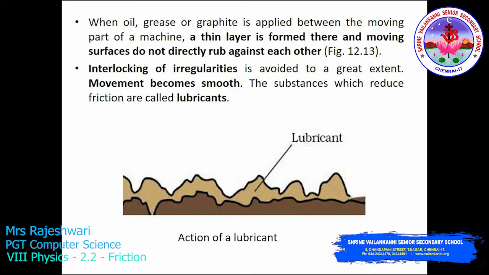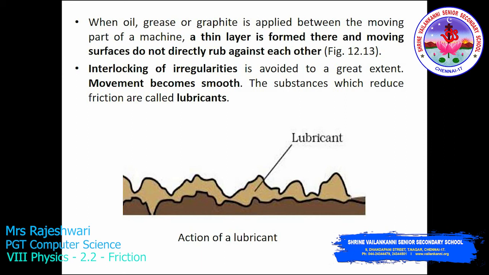So the reason is, when you apply greasing substances like oil or grease or graphite, it will form a very thin layer on the moving surfaces. So they will not directly rub against each other. Usually friction means rubbing things against each other, right? So the chains will not rub against the other layers. You will not get the sound, and you will be able to move the vehicle very smoothly. So that interlocking of irregularities is avoided to a very great extent, and the movement becomes very smooth.